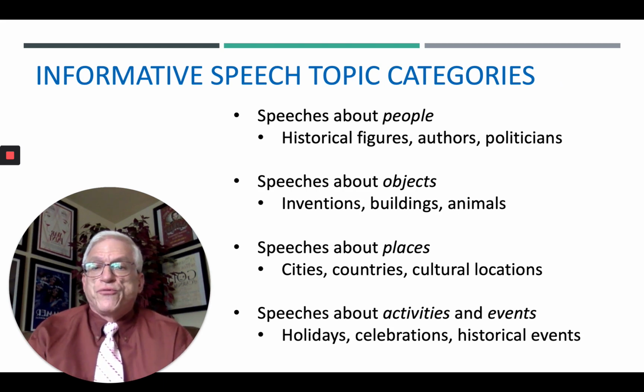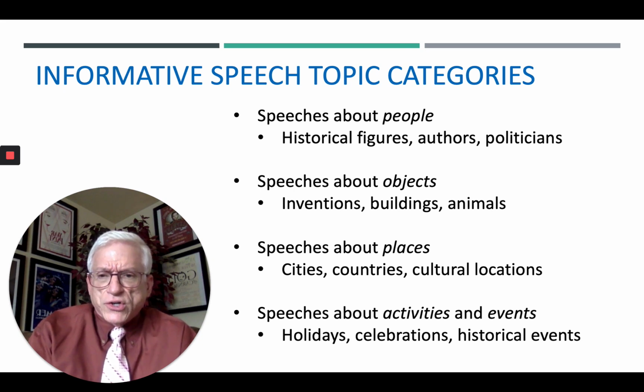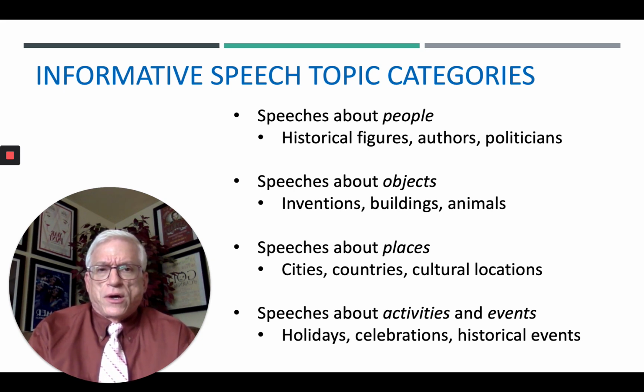So here are some informative speech topic categories. For example, you give speeches about people. These could be historical figures. I've heard great speeches on Martin Luther King, on George Washington, on authors, J.K. Rowling, who wrote the Harry Potter books, politicians, John F. Kennedy.